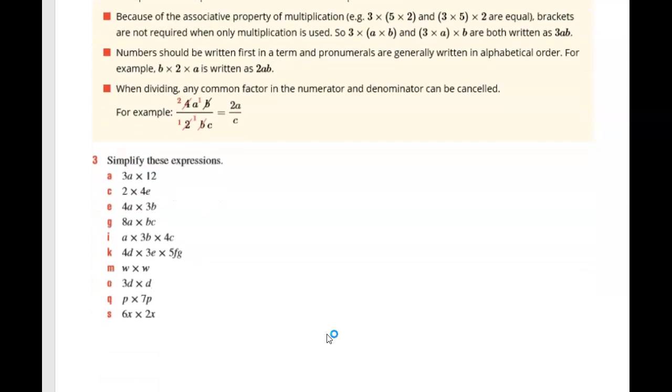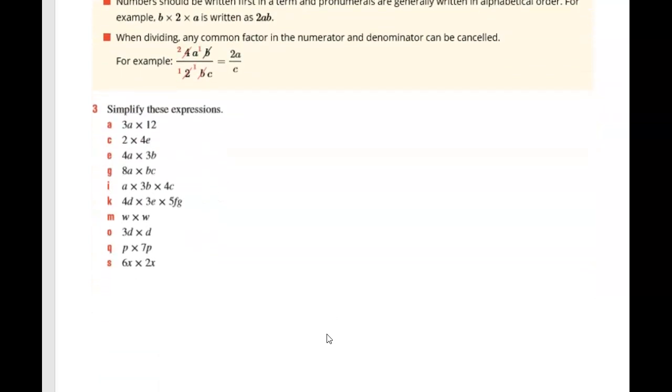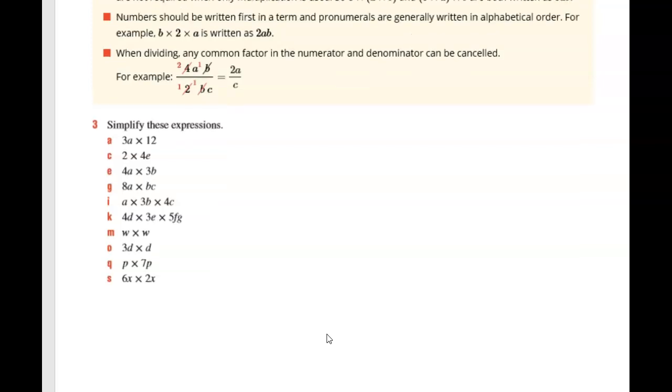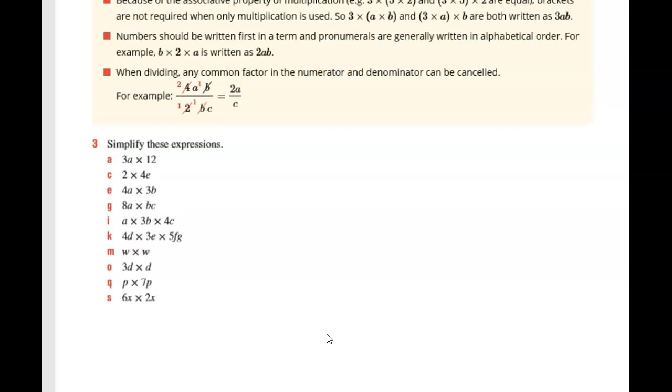Okay, so let's move on to question 3. I'm going to do a few questions from 5E. And at any stage you can fast forward or you can pause, maybe do those questions, then come back, whatever suits you. Okay, so for question 3, we're just doing multiplication here.